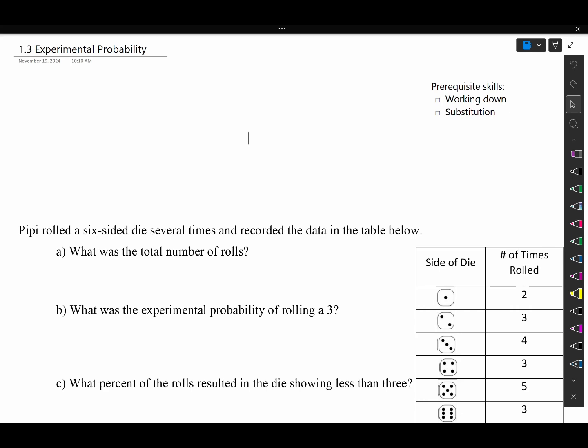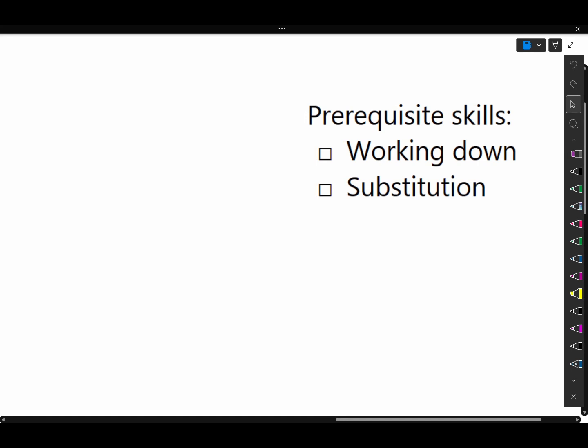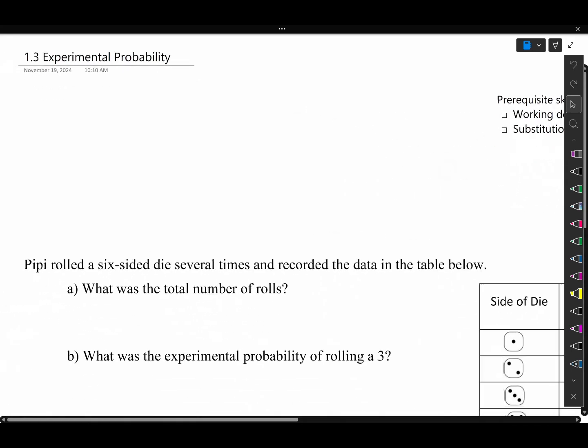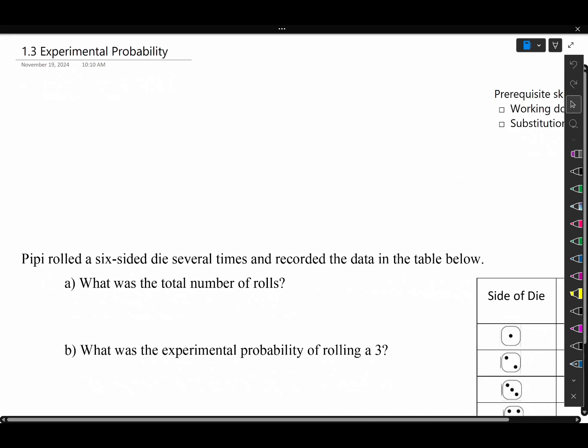The prerequisite skills we're using today are the ability to work down, which is not new to us in this course, and the ability to use some substitution. Again, not new. We used working down and substitution when we were working with our right angle triangles already.